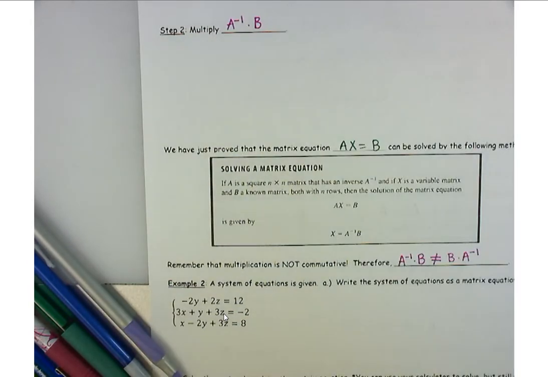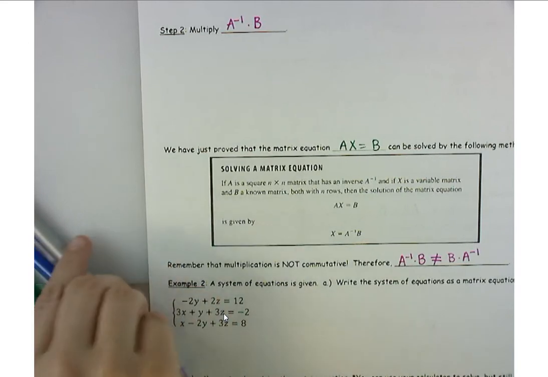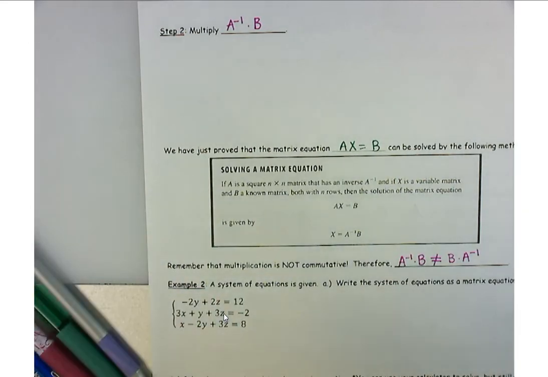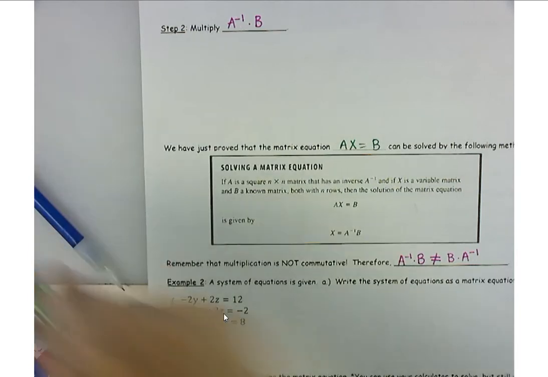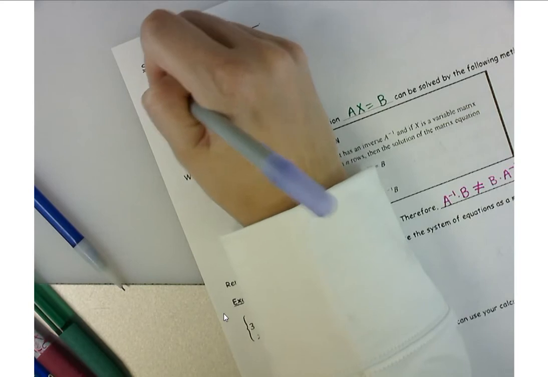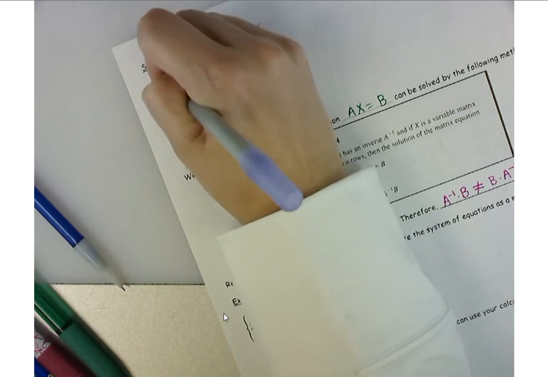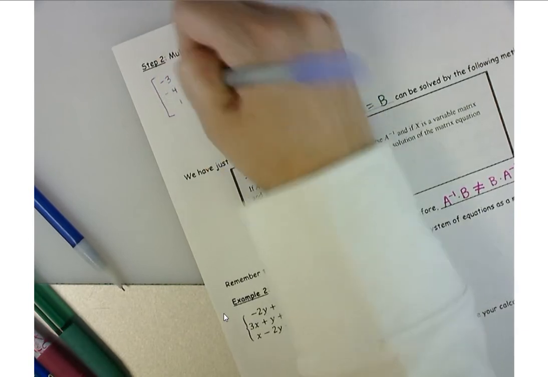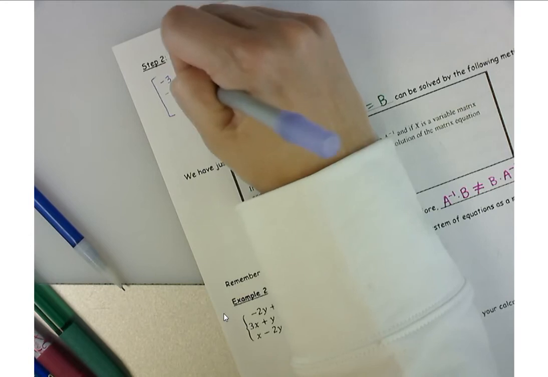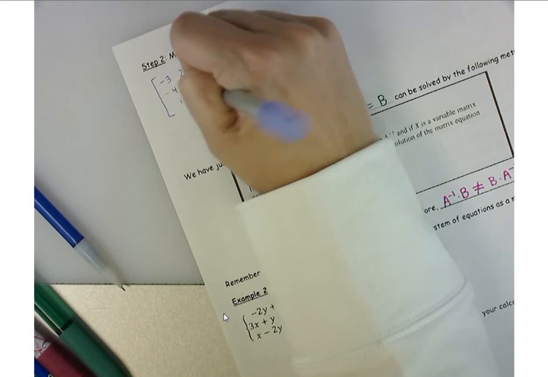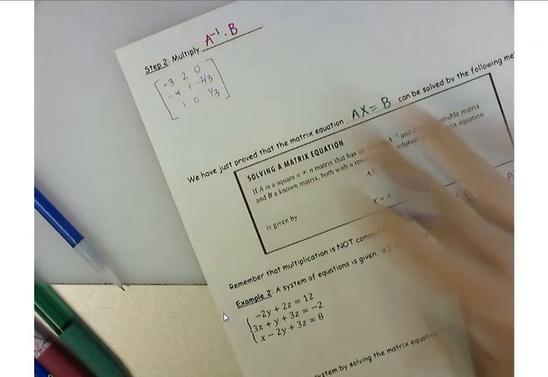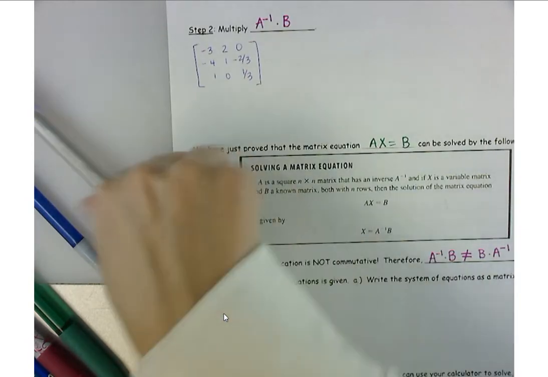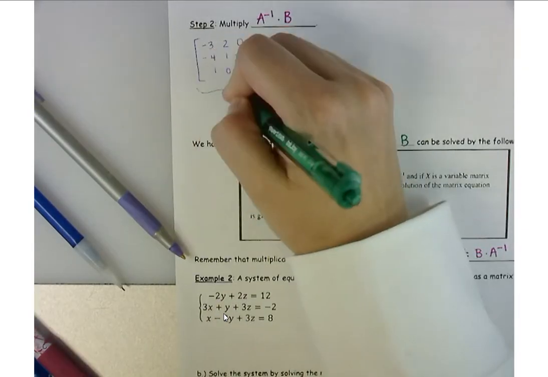Okay, so when we multiply A inverse by B, I'm going to take my A inverse from step 1, which I just found in step 1. Okay, so that was negative 3, negative 4, 1, 2, 1, 0, 0, negative 2 thirds, 1 third. And then I have to multiply that by B. Okay, so this was my A inverse.